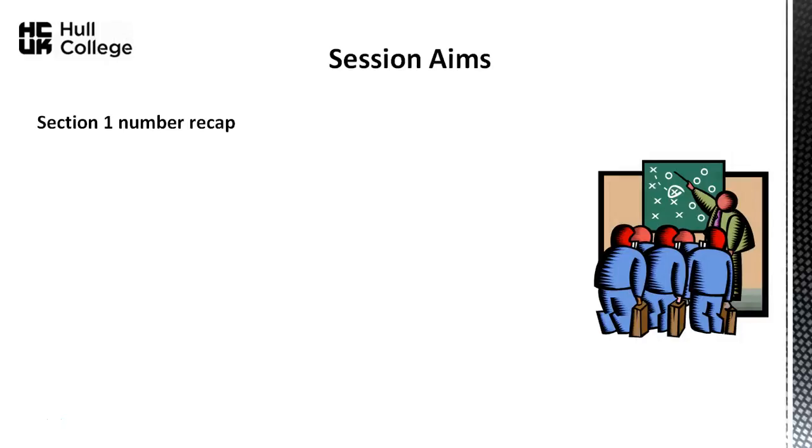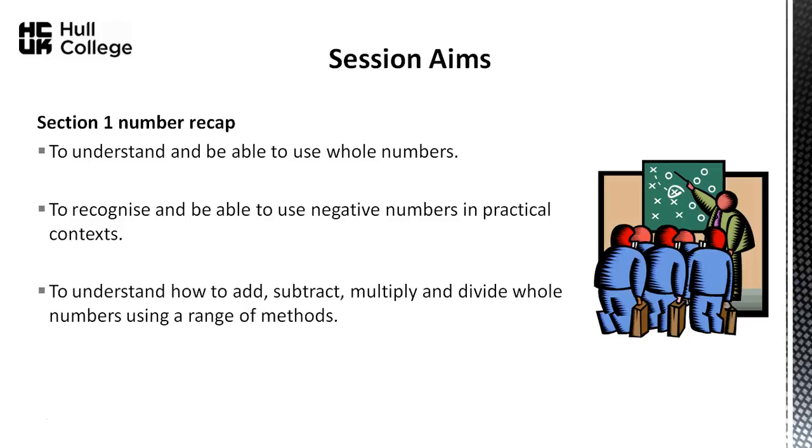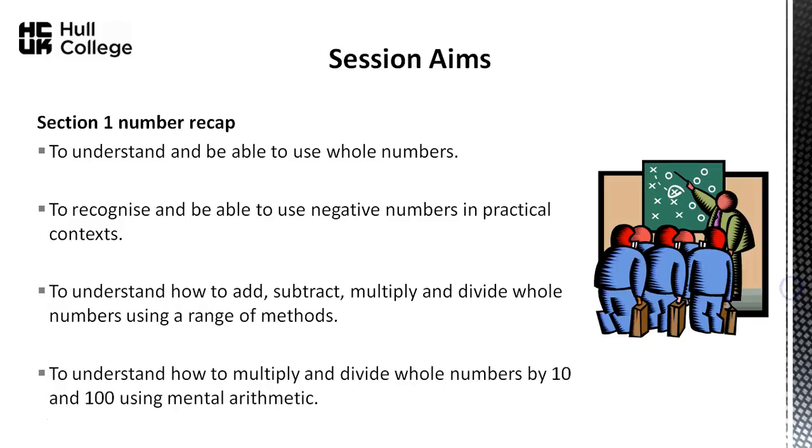This is Section 1. The aims of this section are to understand and be able to use whole numbers, to recognise and be able to use negative numbers in practical contexts, to understand how to add, subtract, multiply and divide whole numbers using a range of methods, to understand how to multiply and divide whole numbers by 10 and 100 using mental arithmetic.